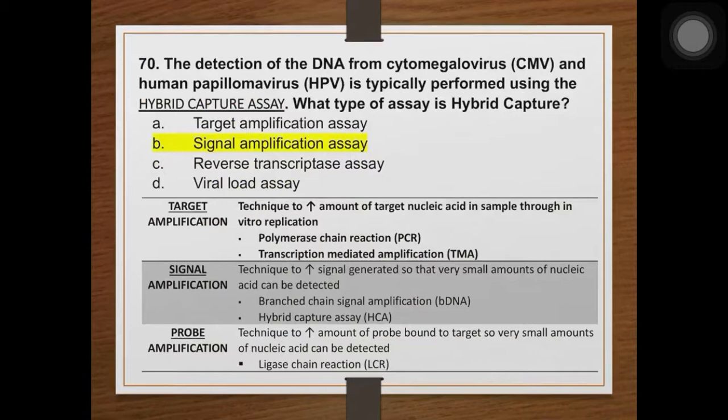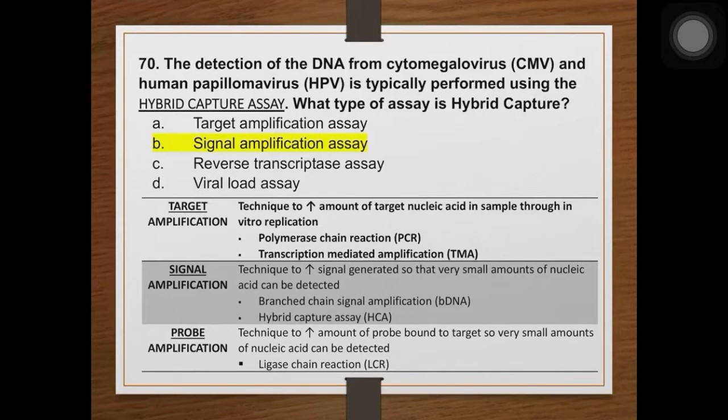Number 70, the detection of DNA from cytomegalovirus and human papillomavirus is typically performed using the hybrid capture assay. What type of assay is hybrid capture assay? During our immuno and micro, na-mention po yung 3 types ng amplification technique. We have the target amplification, signal and probe amplification technique. Ang target, ano po yung example ng target amplification? An example of target amplification is PCR, signal amplification, branch DNA signal amplification, and hybrid capture assay.